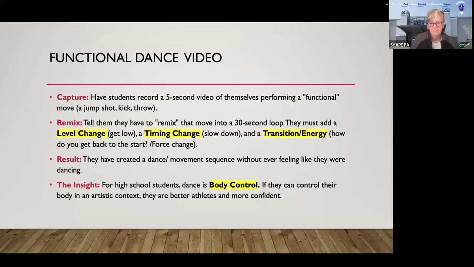Okay. And I think the other thing is that they've learned body control. We obviously know students that have body control are going to be better athletes, better dancers. They're going to be able to move better if they have control of their bodies. So these things give them more control in changing the level or the timing of something. Do you have any questions on that? Then you can videotape it, have them watch it, maybe put it to music if you want to.